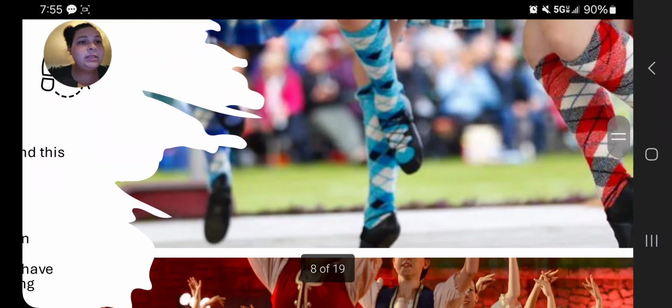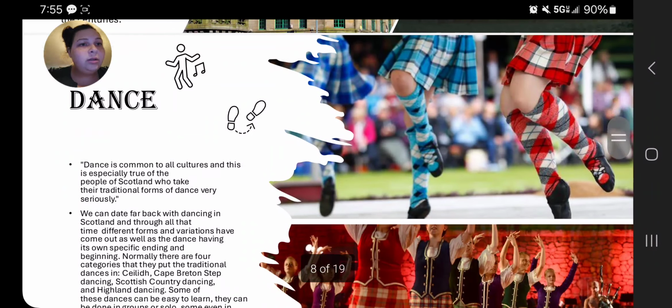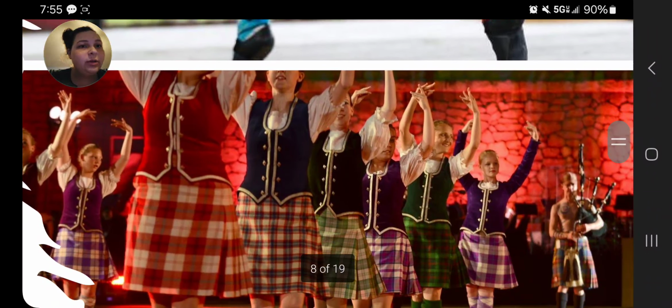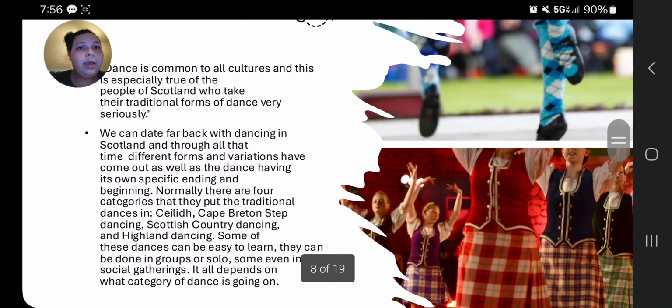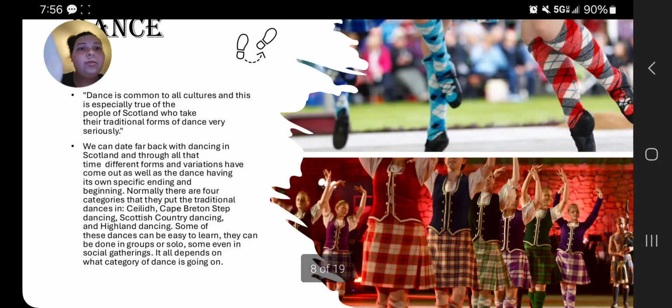Next is going to be dancing. So this is a little close-up of the pictures of the dancing. Dance is common to all cultures, and this is especially true of the people of Scotland, who take their traditional form of dance very seriously. We can date dancing in Scotland far back, and through all that time, different forms and variations have come out as well.